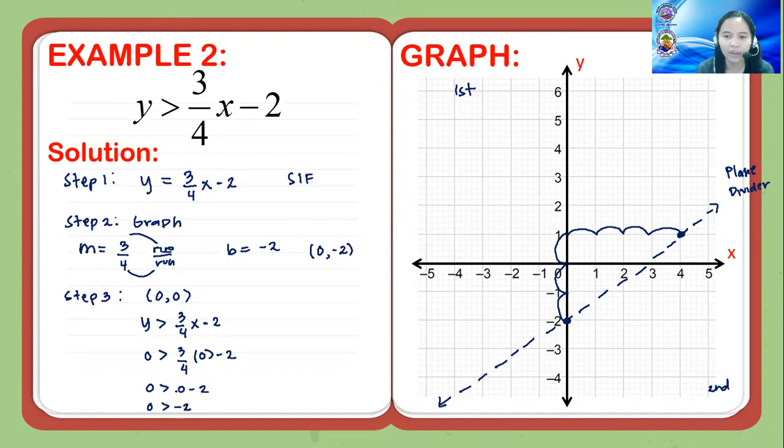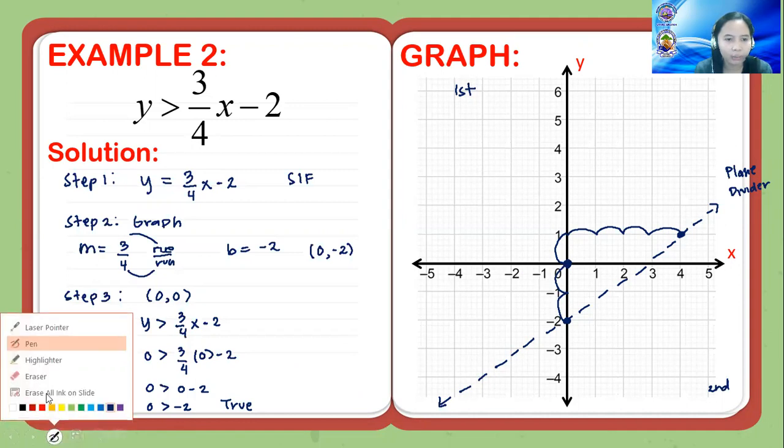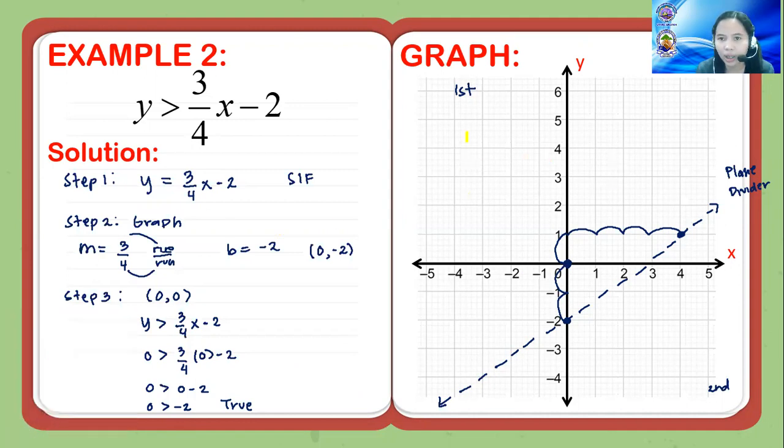Now let's examine if it is true or false. Is it true that 0 is greater than negative 2? Once again, 0 is always greater than negative numbers. Therefore, this is true. Since the result is true, we have to shade the part with the origin. And this is the origin. So we will shade the first half plane. We will use the highlighter again.